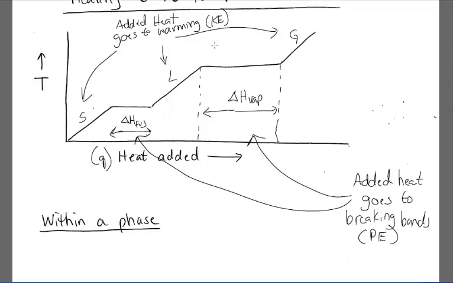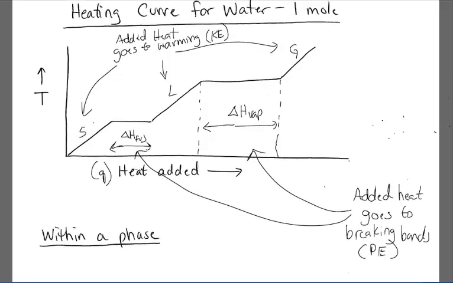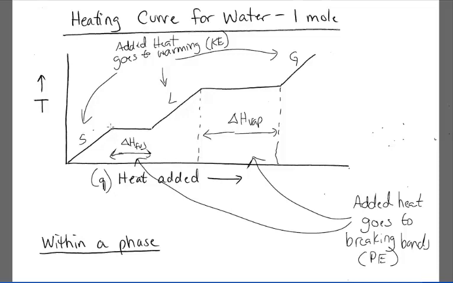All right. Since in this case we're talking about water, we can also say where these phase changes are occurring. We can say that the temperature where this flat portion occurs for water is 0 degrees, and the temperature where this flat portion occurs is going to be 100 degrees C. So we know those two temperatures.